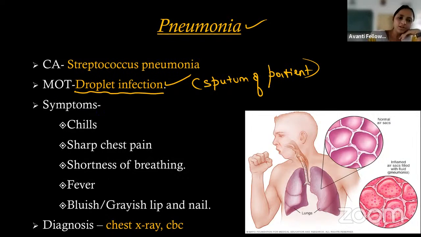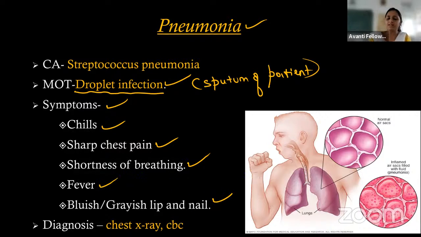Then what symptoms does a pneumonia patient show? Chills, then chest pain. Why the chest pain? Whenever the alveoli are infected, it is very difficult to exchange the gases, the oxygen and the carbon dioxide. Due to that, he gets chest pain and shortness of breath, obviously due to deficient gas exchange, and he also gets fever.